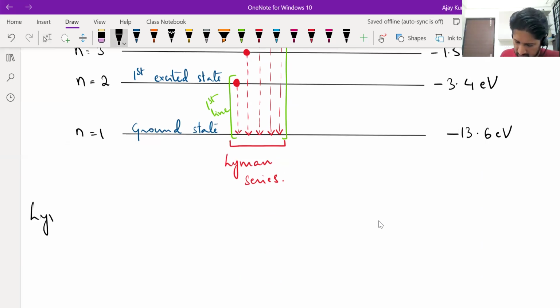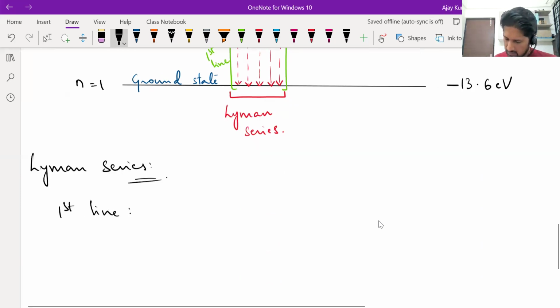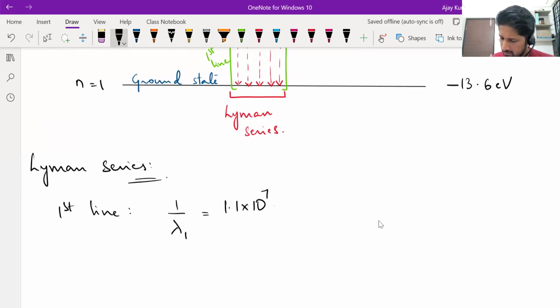So in the Lyman series of hydrogen atom, if you want the wavelength of the first line, you calculate it as 1 by lambda 1 is equal to, what is the formula? R Z square into 1 by n2 square minus 1 by n1 square. R is 1.1 into 10 to the power 7 per meter. By using this, you will get wavelength in meters, and then you can convert it to nanometers.